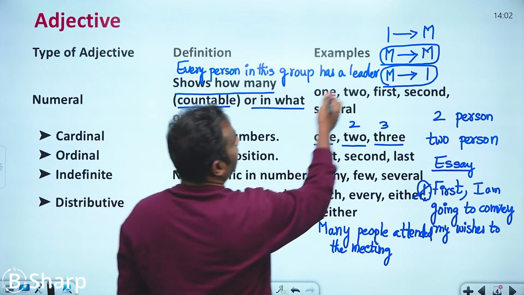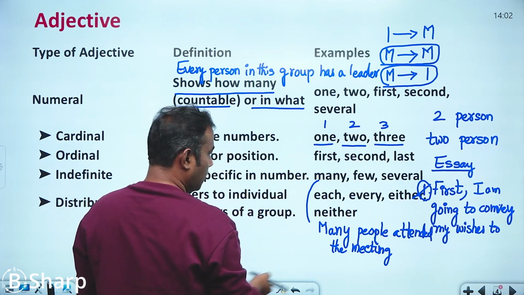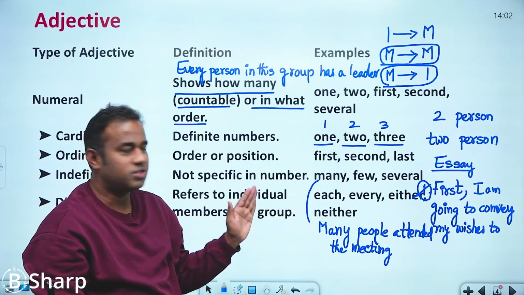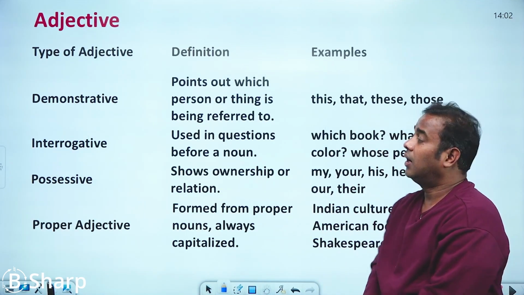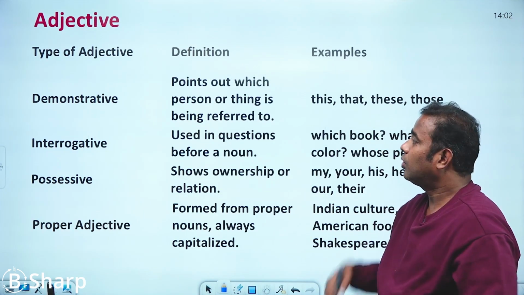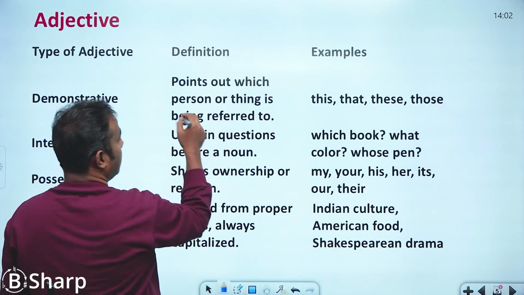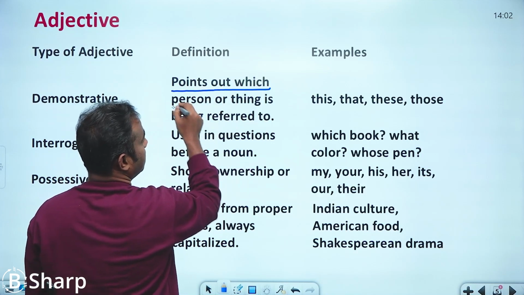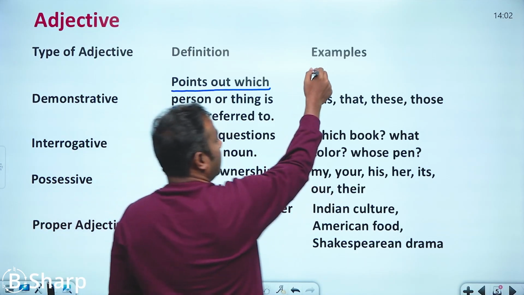So many to many is likewise. Here is another example. Likewise, you can take some examples and go through them, and please work them out. Coming to the next point, the next one is demonstrative. Demonstrative basically points out which person or thing is being referred to. So an example I can write like this.